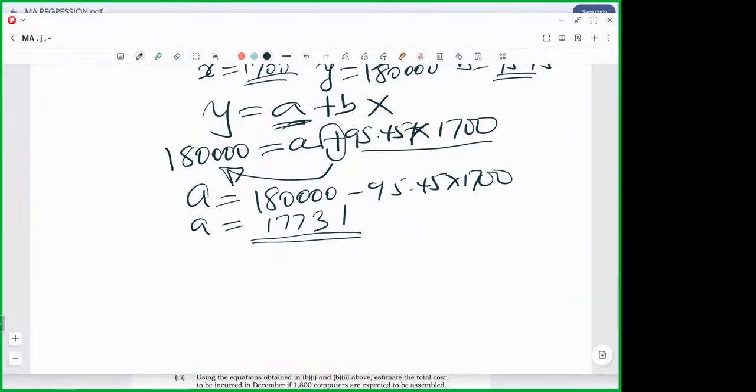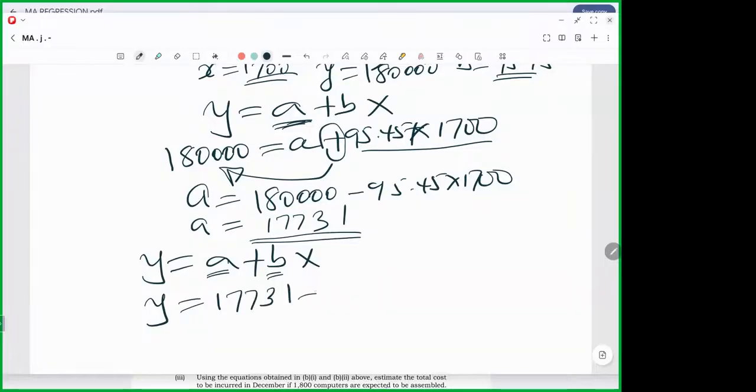ARG is telling us that the general equation is Y equals A plus BX. So we need to substitute for A and substitute for B. Thank you so much, Daniel. So Y will be equal to 177.31 plus B, which you already gave me as 95.45X, like that. Is that okay?